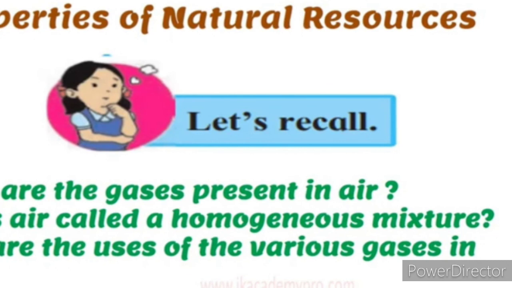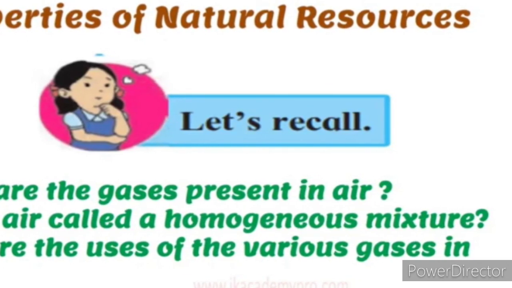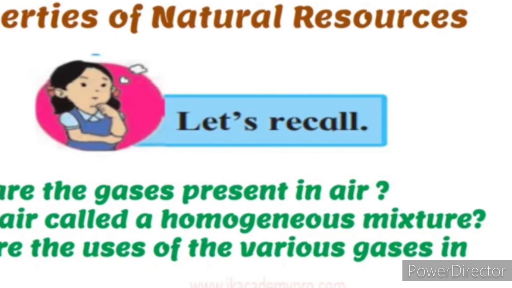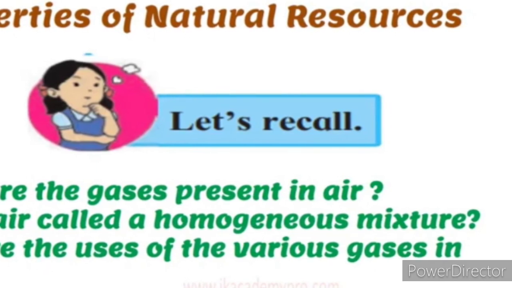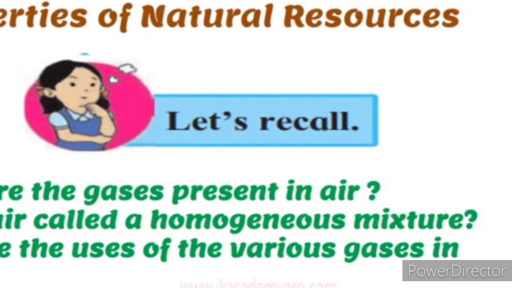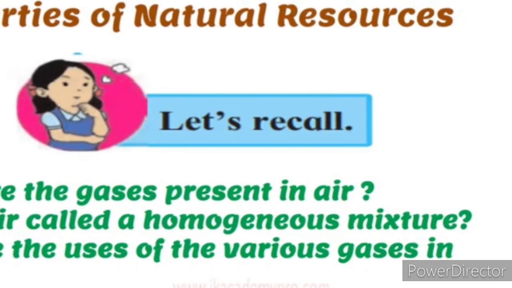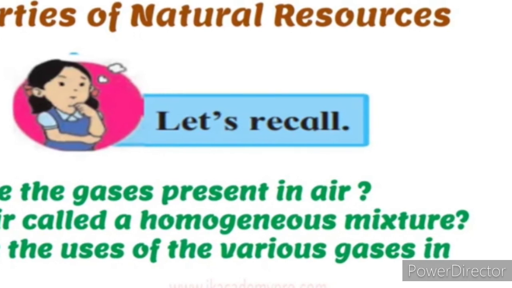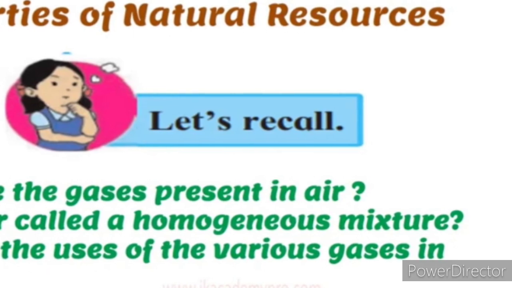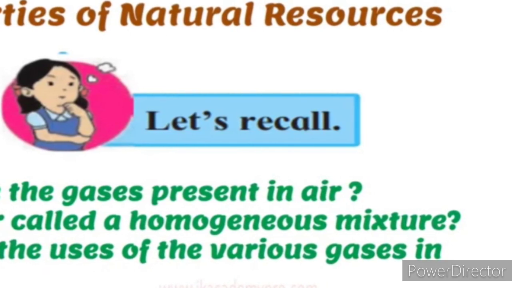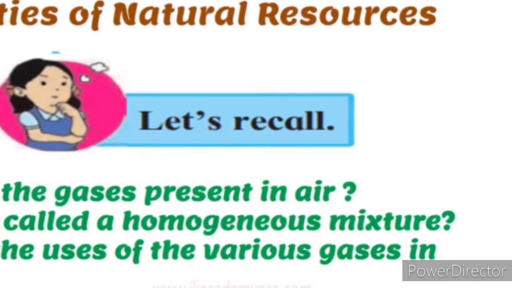Now the second question: what are the uses of various gases in the air? Oxygen is used for breathing. Carbon dioxide is used by plants to make their own food, that is, for the process of photosynthesis. Nitrogen is useful for the production of ammonia, and sulfur dioxide is used in leaching of soil, that is, for agricultural purposes. Nitrogen dioxide is used in chemical reactions. Every gas has its important uses.